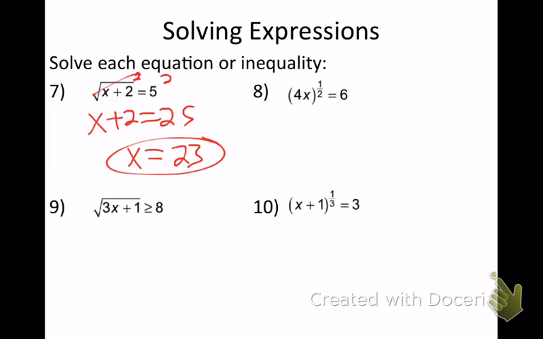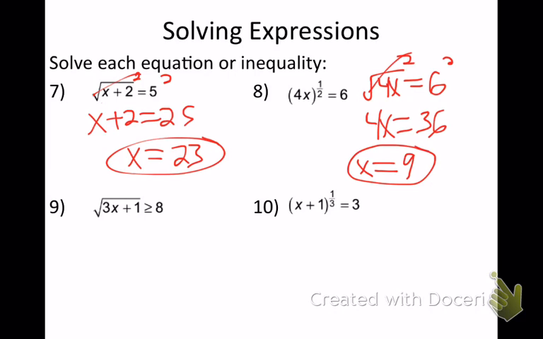Number 8, what's the same thing as a half power, Joe Daniels? Square root. Yeah, so really this is just the square root of 4x equals 6. What are we going to do to both sides, Joe? Square them. I have 4x equals 36. What's x going to equal?